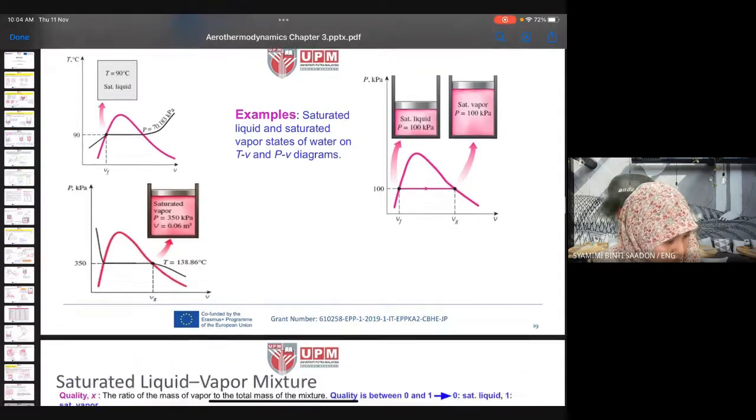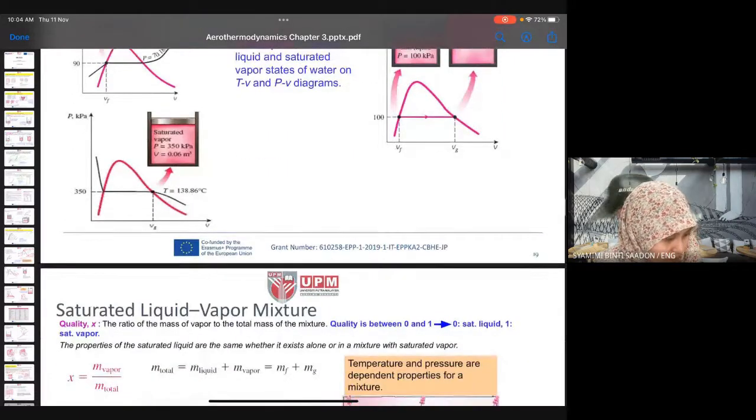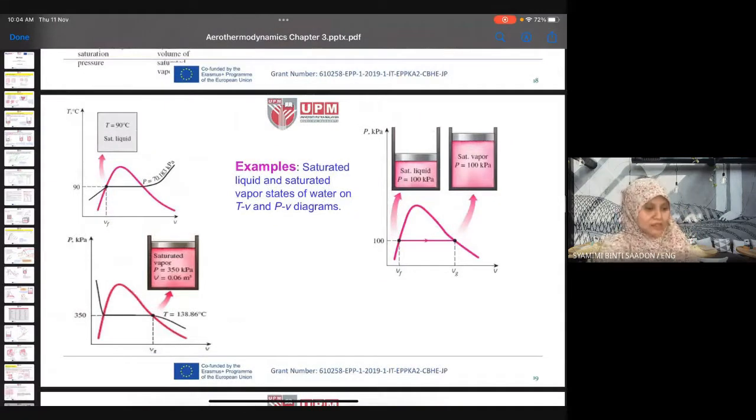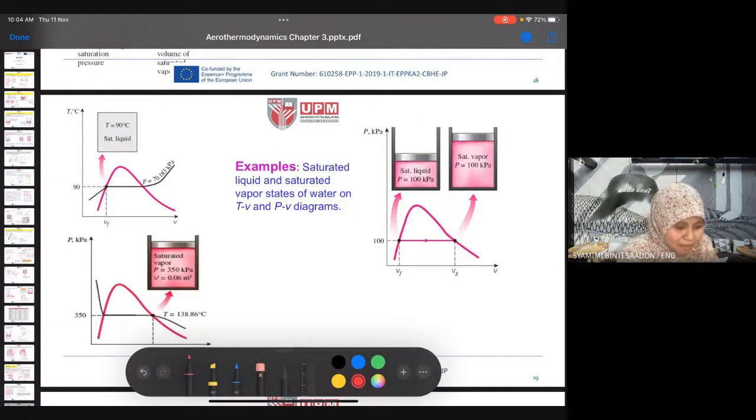Okay, maybe I show this one. So in the diagram, for you to understand better, when you read the value, at which point those values are located in the diagram. So for example, this one.